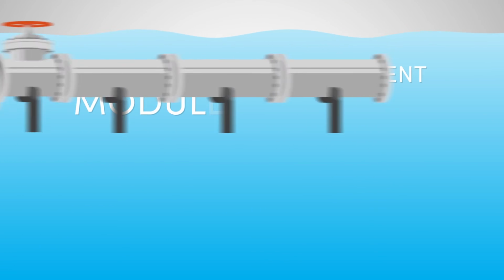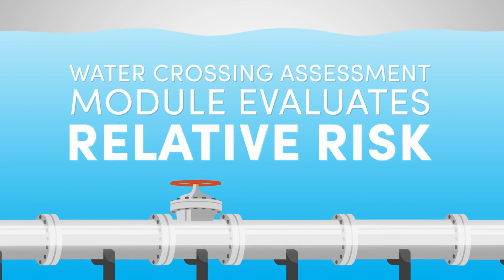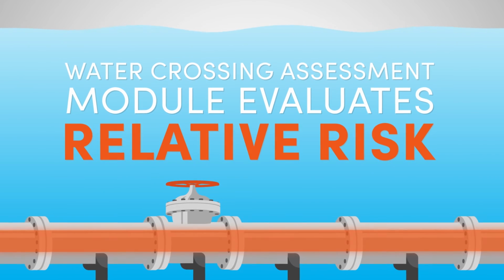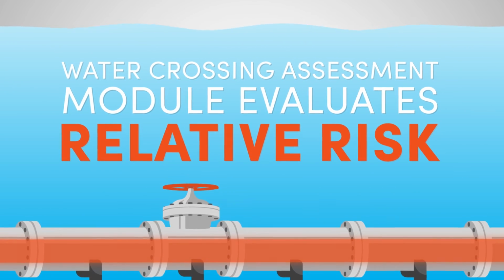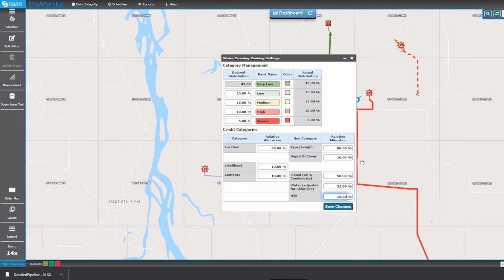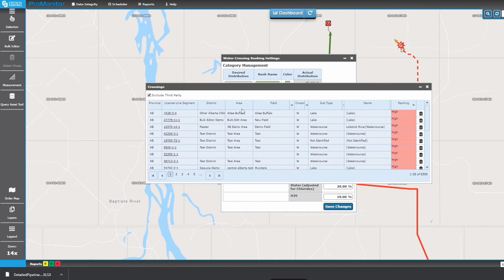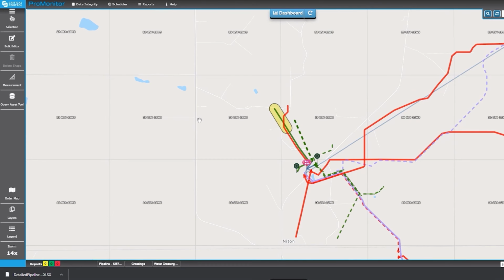The Water Crossing Assessment module utilizes methodologies to evaluate and determine the relative risk of your pipeline water crossings. You're able to set your own risk factor weightings in evaluating such variables as water body type, geospatial location, likelihood of failure, and pipeline volumetric amounts. This ensures that your crossings are ranked according to your specific asset risks.